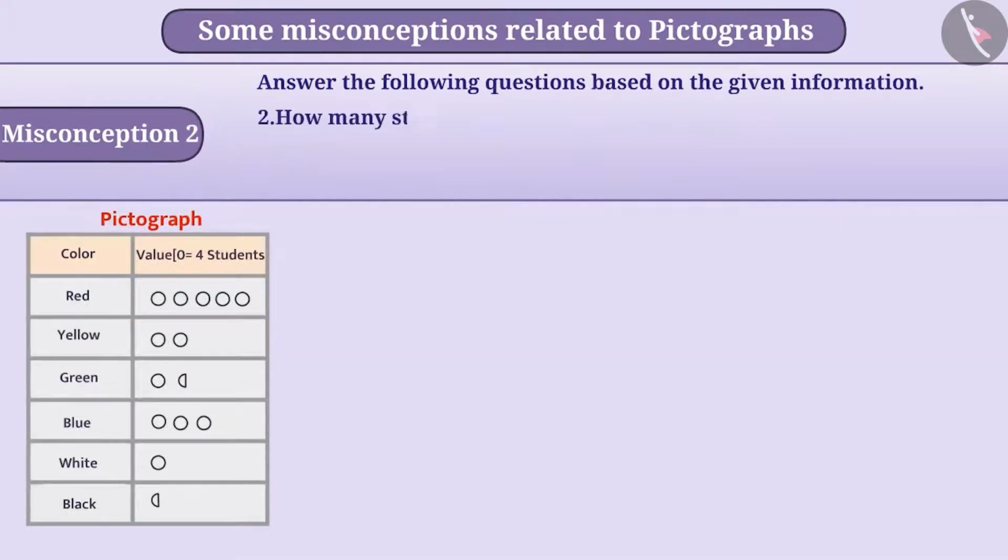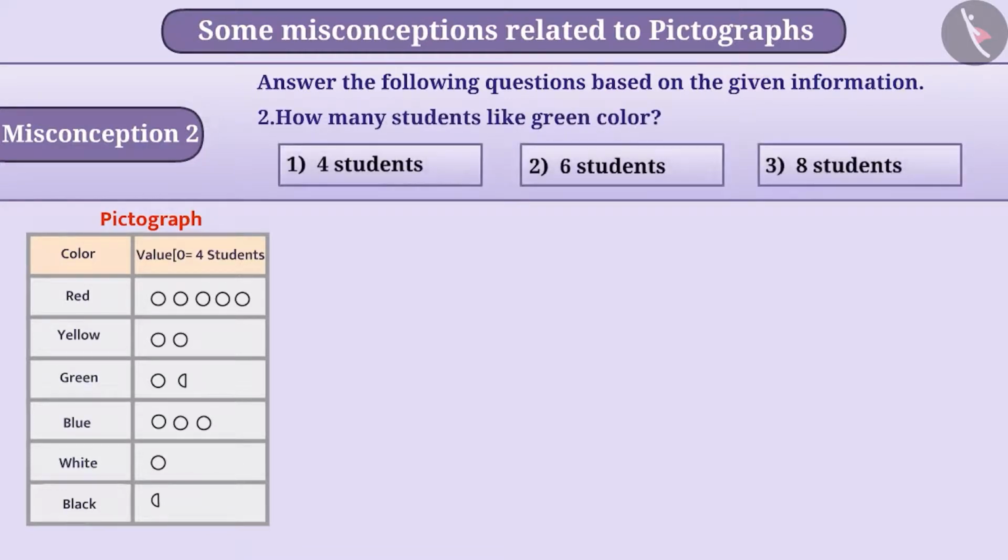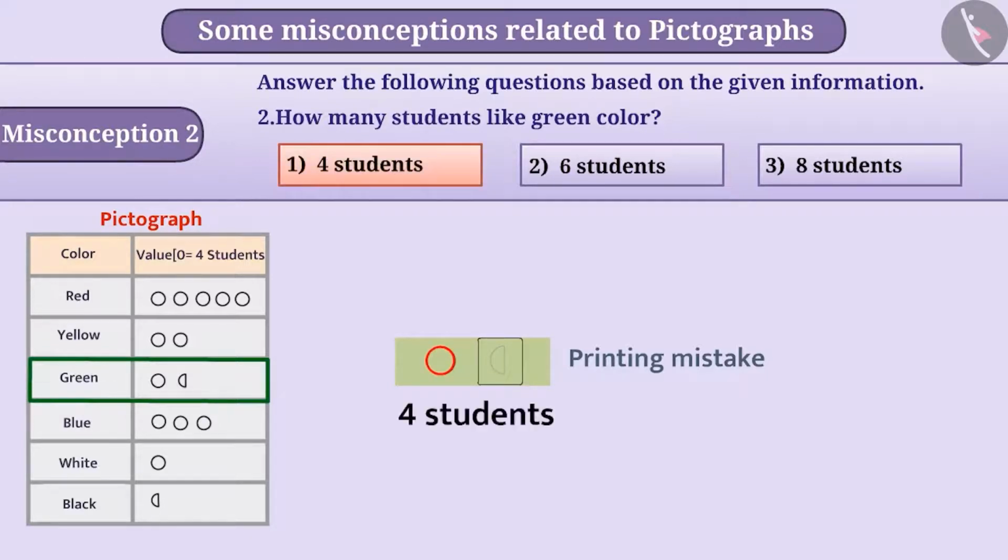Question 2. How many students like green color? Children are not able to interpret this half symbol in the green row of the pictograph. Some children ignore it, thinking it to be a printing mistake, which leads them to think that there is only one complete symbol in the green row. So, they get the answer as 4, which is an incorrect answer.